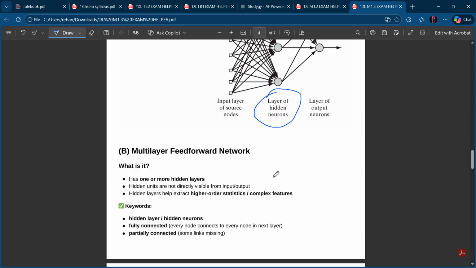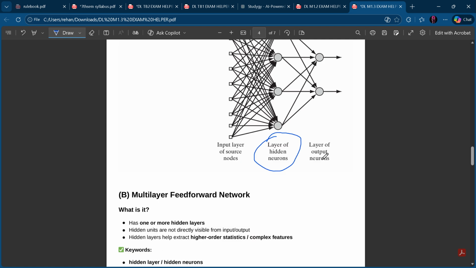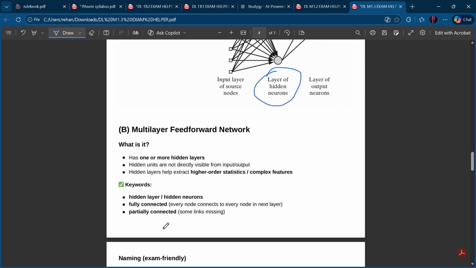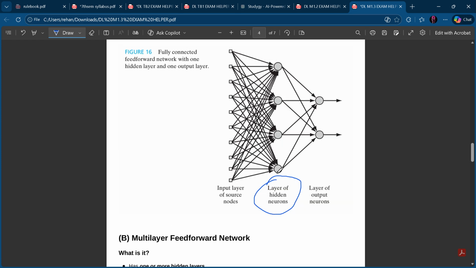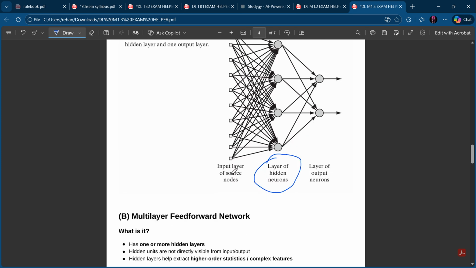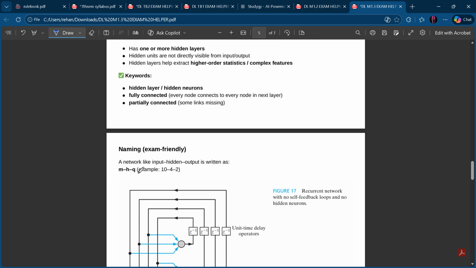Fully connected means every node connects to every node in the next layer. In the sense that every node in the first layer is connected to every node in the next layer. Each input is connected to every hidden node. Then each hidden node, or hidden neuron, is connected to the next layer, that is the output layer. Partially connected means some links are missing, so it can be partial, but in this case you don't have any partial connection. Otherwise, this input would point to only one output, not to this one. Here, this input would feed all hidden nodes, but not this one.